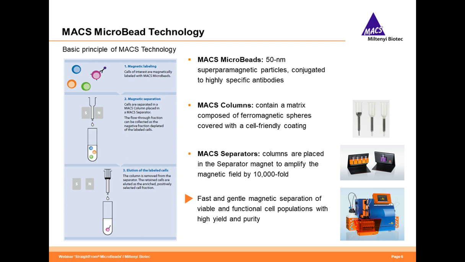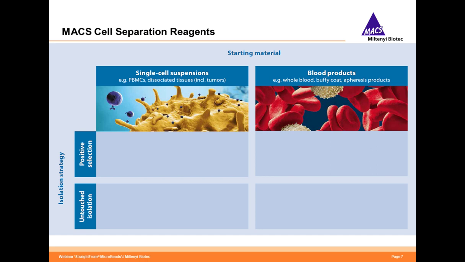So the target cells are captured in the columns and then separated from the untargeted cells. After elution of the target cells, we have our clean isolated cells. This is a fast and gentle isolation method which can be done both manually and with our instruments.